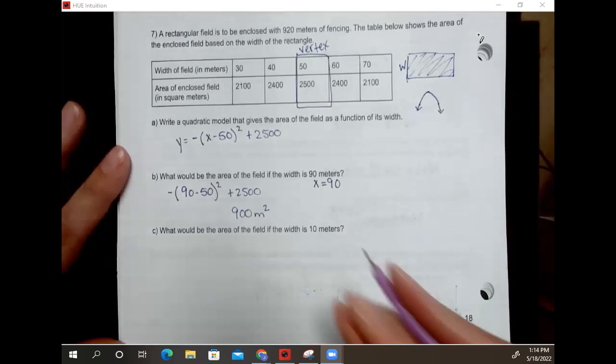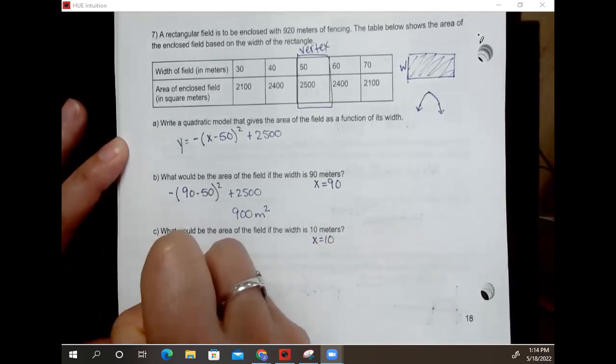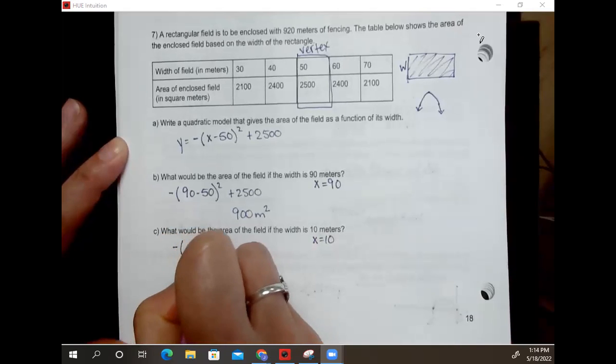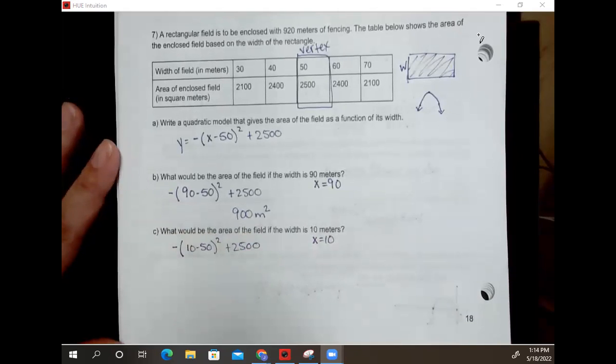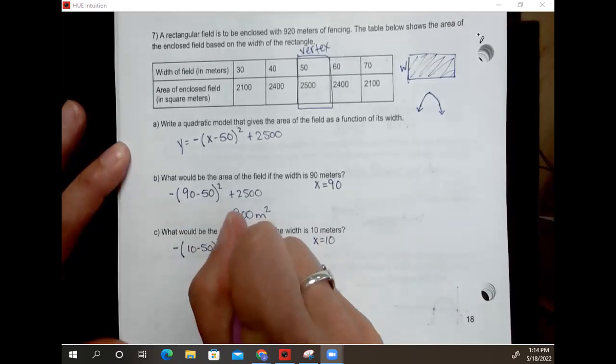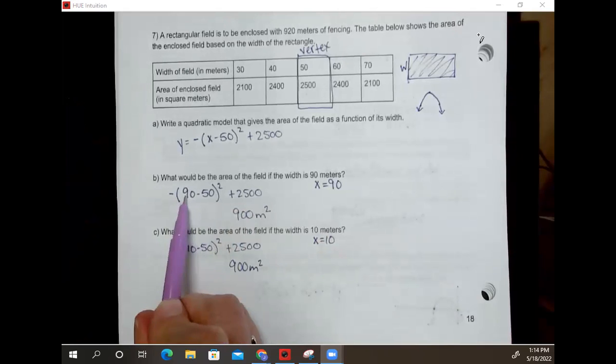Now for C, same idea, except this time with a width of 10. So negative, in parentheses, 10 minus 50 squared plus 2,500. And tell me what you get. We got 900 again, right? Let's stop for just a second and think about if that makes sense. Would it make sense to have something bigger than the vertex and something smaller than the vertex have the same area?